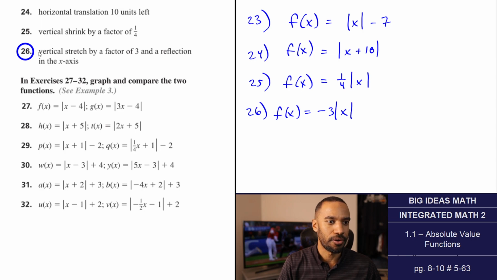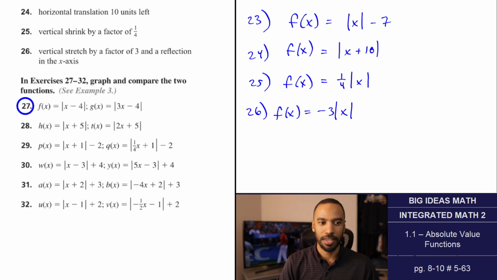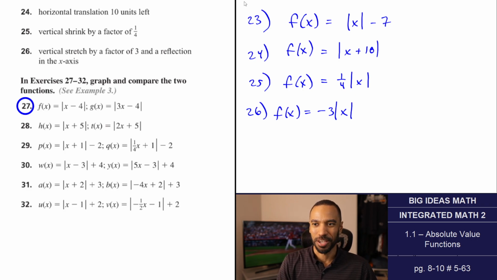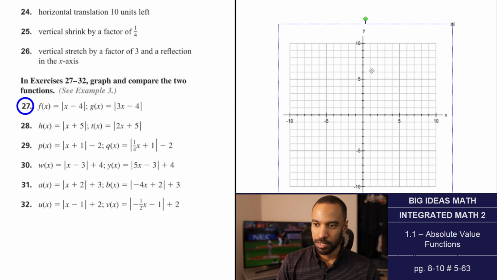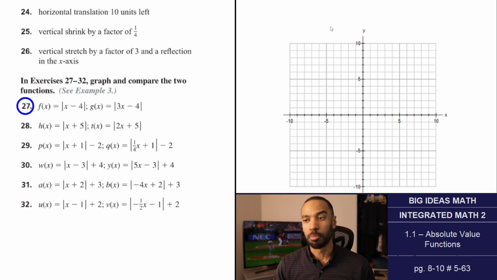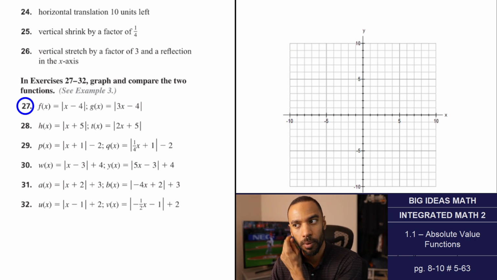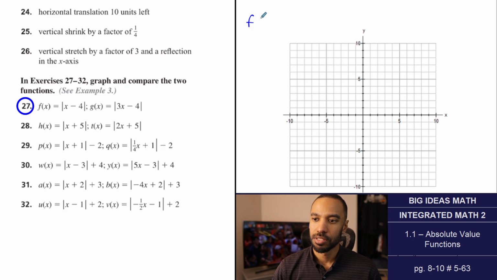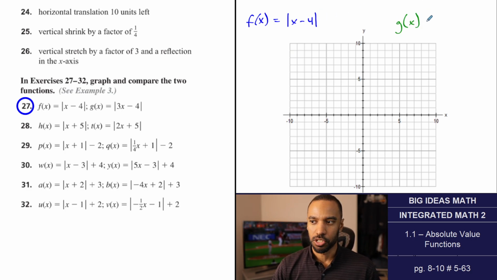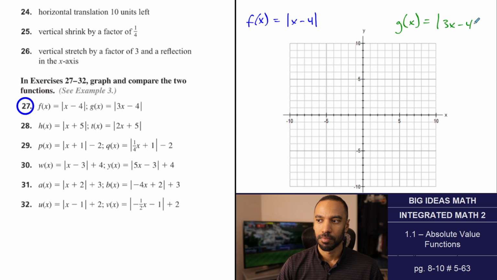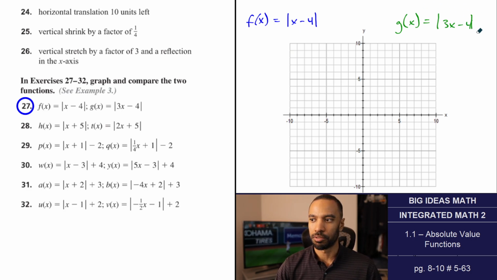Okay, numbers 27 to 32. Graph and compare the two functions. It's a lot of graphing. Before I begin, I'm going to verbally compare them, not write it out. f of x is this blue. Now, g of x I'll make green. I have to do some things to g of x, and I'll talk about it after I graph f of x, because this is not in vertex form, and I'll demonstrate why. But we'll get to that.